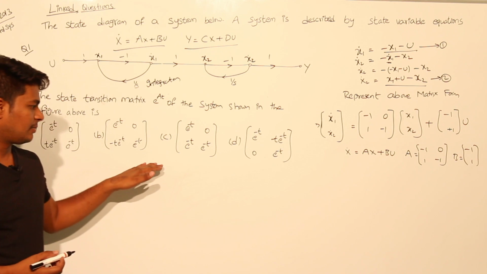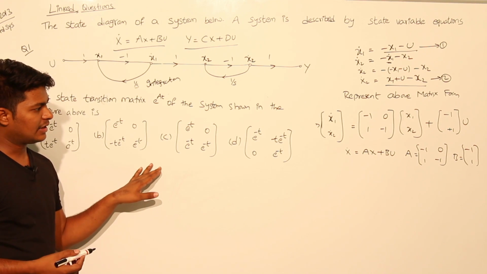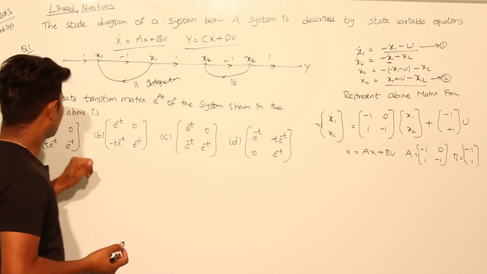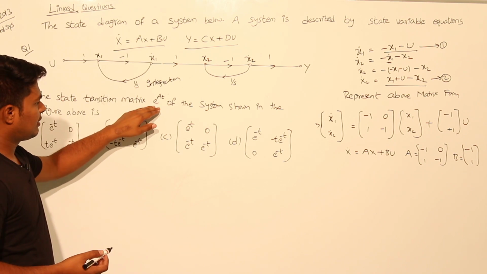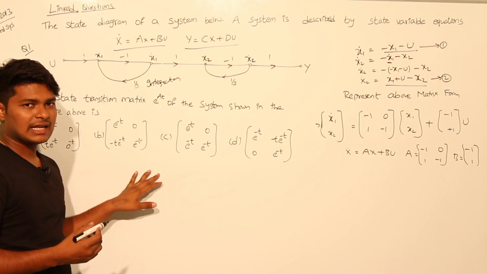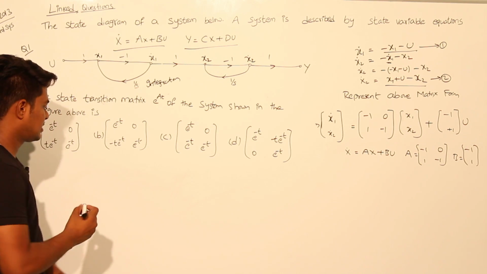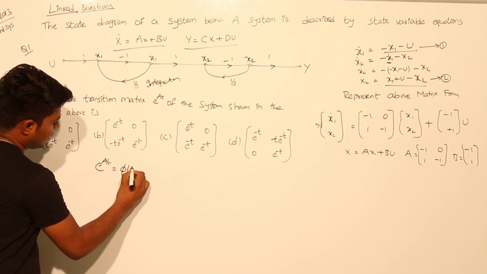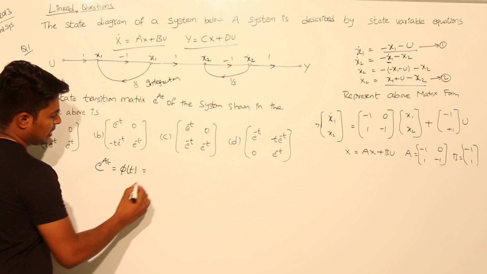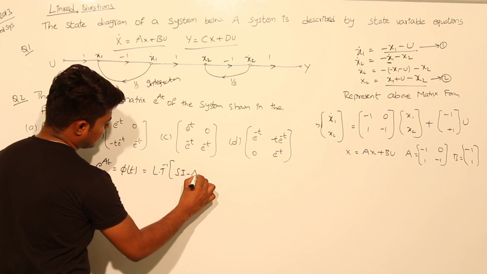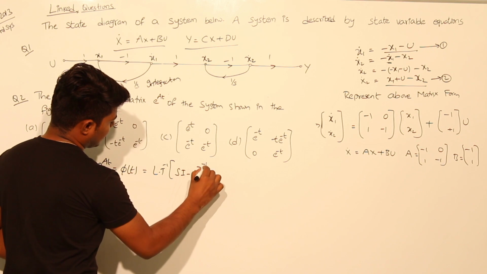This is the second part of the question which we have solved earlier, and earlier we have got these things. Now they were asking to find the state transition matrix e power At of the system shown below. State transition matrix e power At equals phi of t. This can be written as the inverse Laplace transform of (sI minus A) whole inverse.